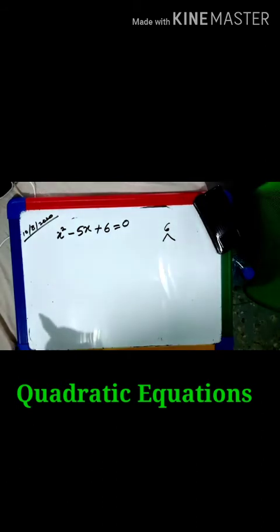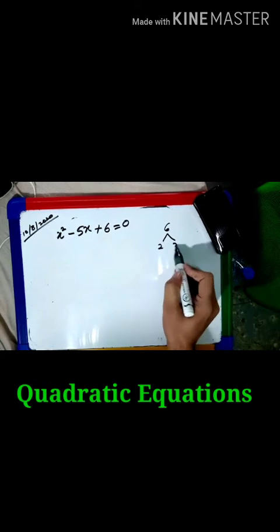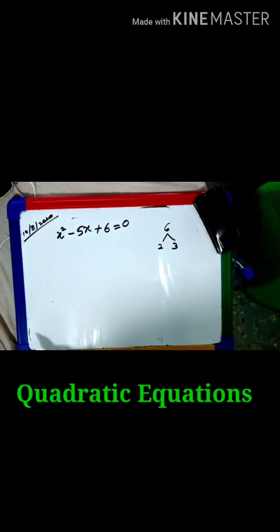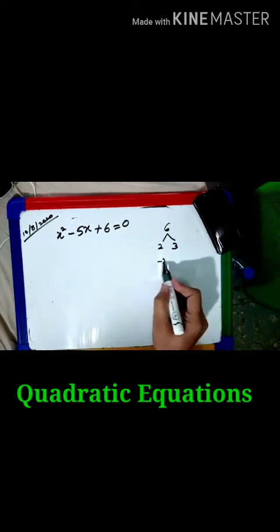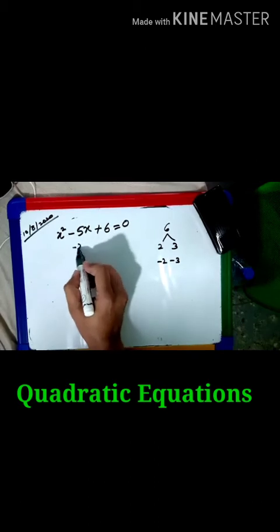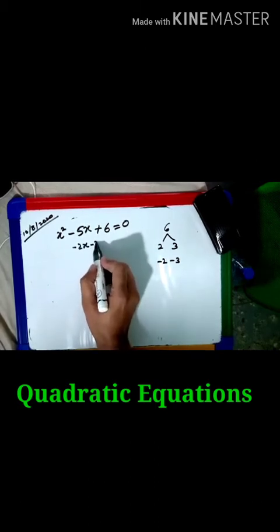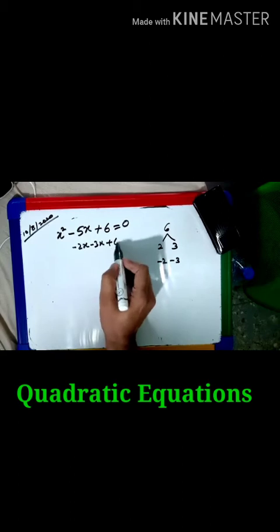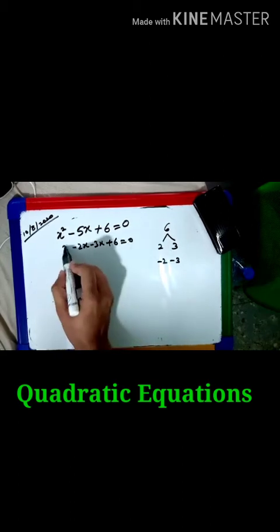So I have 6. So by what number I have to select to break it to make 5? Which two numbers I will use that multiplication must be 6, and the addition or subtraction must be 5? Which two numbers I should use? Break the 6. 2 and 3. 2 and 3, you are right. 2 3s are 6, but minus 2 minus 3 is minus 5, right? So I will take both minus 2 minus 3. So now middle term I will write minus 2x minus 3x plus 6 equal to 0, and x square remains same.